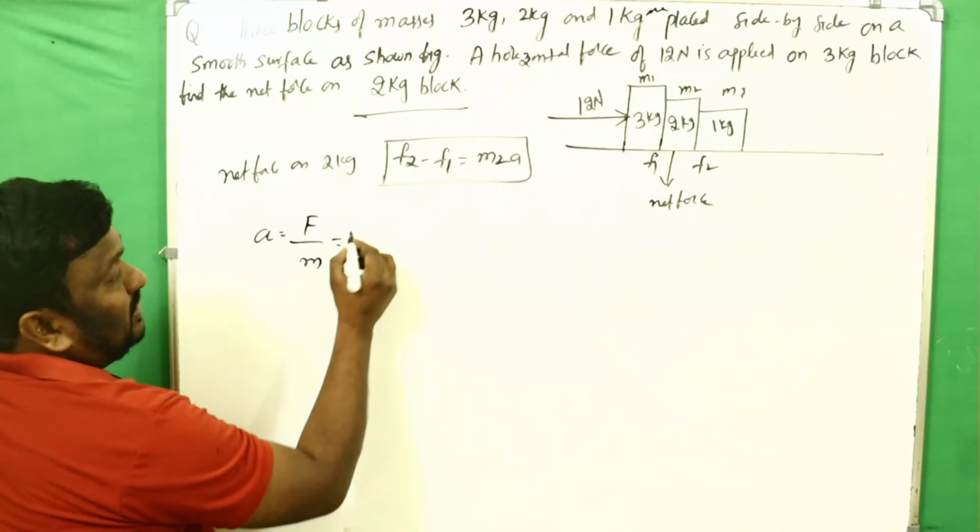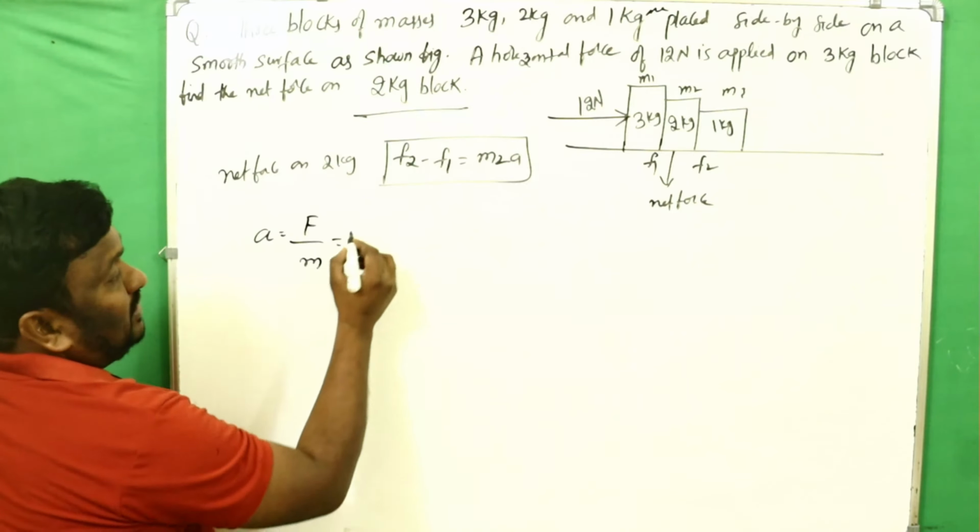Okay, now the free body diagram of m3 we are going to draw. Only f2 is acting, so f2 is equal to m3a. Then f2 is equal to m3 value 1 into 2. Then f2 is equal to 2 newtons.